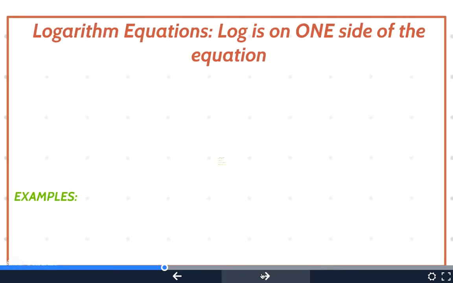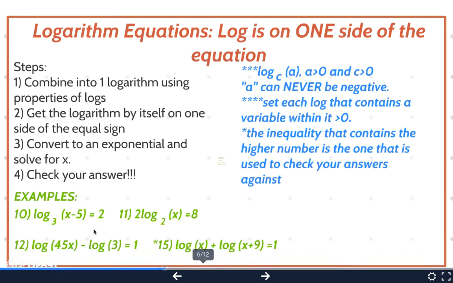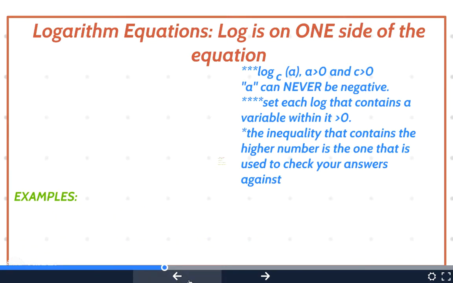Alright guys, now logarithms will be in the mix. The first type of log equations we're going to solve is when the logarithm is on one side of your equation. If you see here, there are log problems only on one side of the equal sign. That's what we're going to be focusing on first.